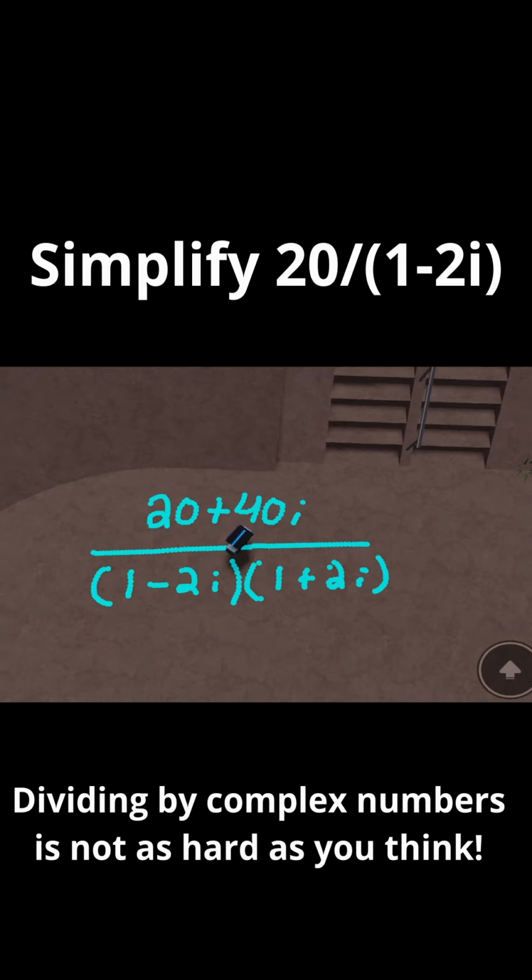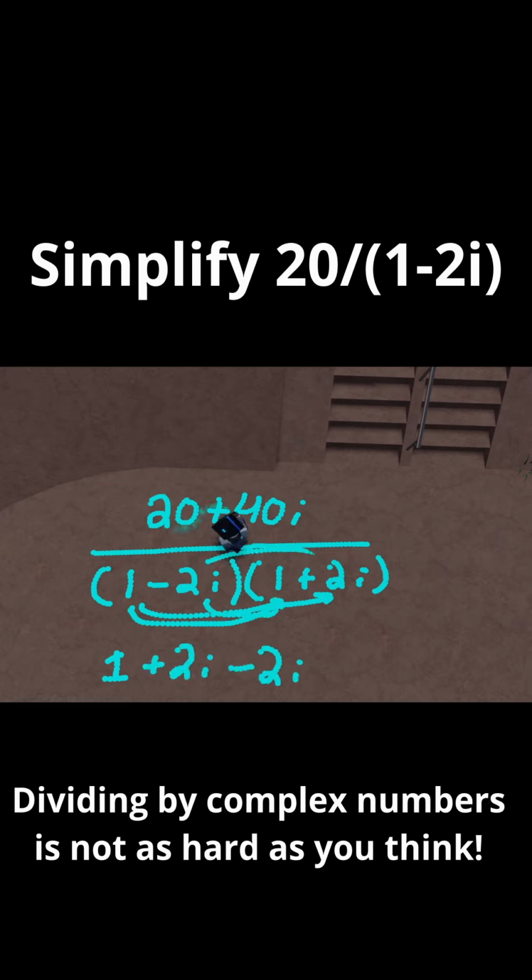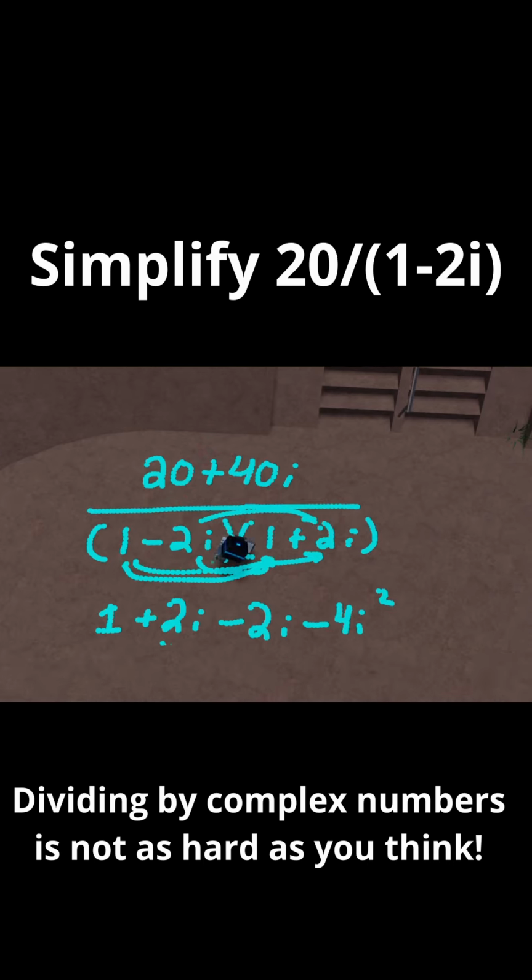Now we need to multiply the terms in the denominator. So to do that, I'm going to do 1 times 1 is just 1. 1 times 2i is just 2i. Minus 2i times 1 is just minus 2i. And then minus 2i times plus 2i is minus 4i squared. And then to simplify this, notice that the 2i and the minus 2i cancel out, and all we're left with is just 1 minus 4i squared.